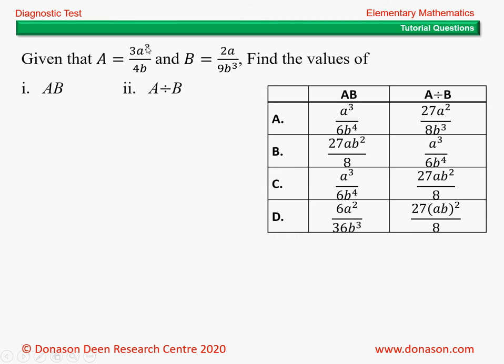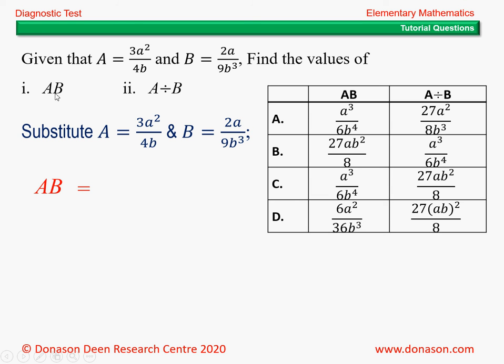Given that A is equal to 3a squared over 4b and B is 2a over 9b cubed, find the value of A times B. Now we are given that A is equal to 3a squared over 4b, so that's the value of A, and the B value is 2a over 9b cubed. So I'm just given this.